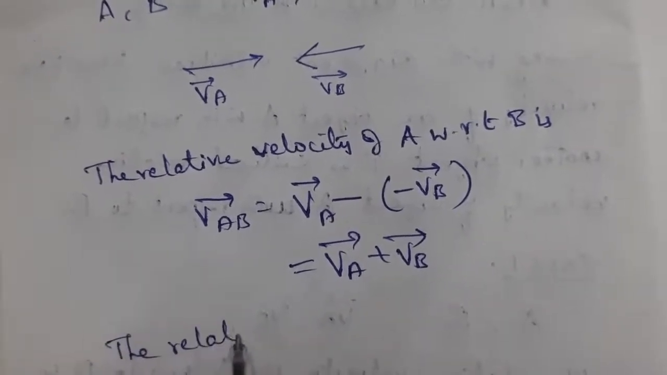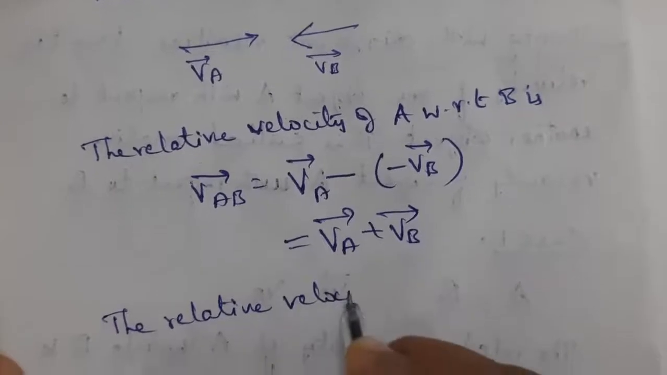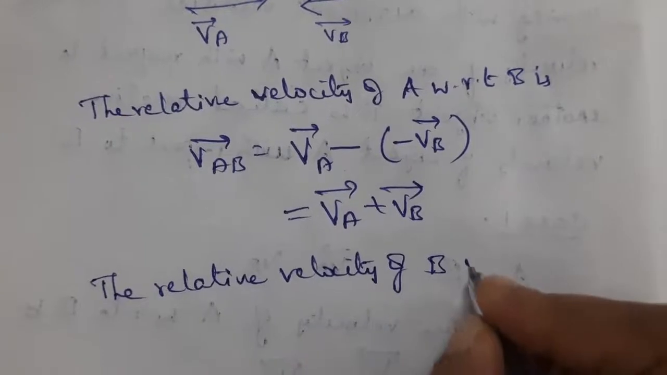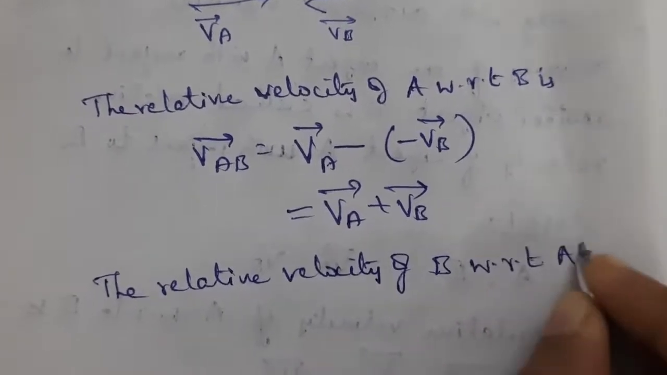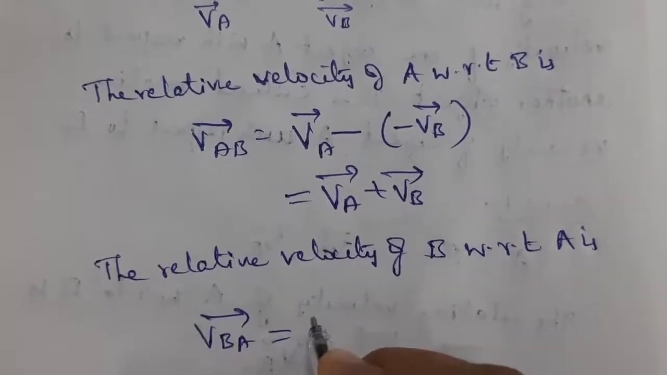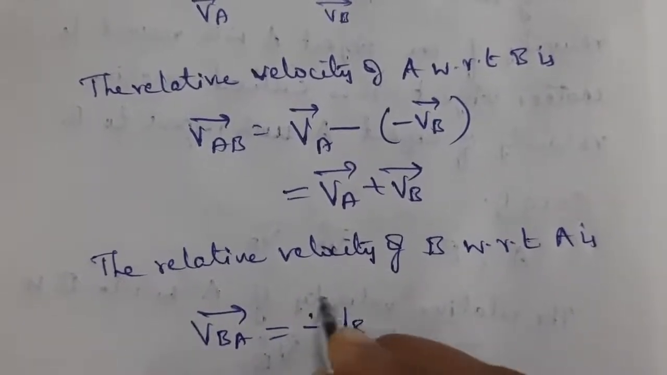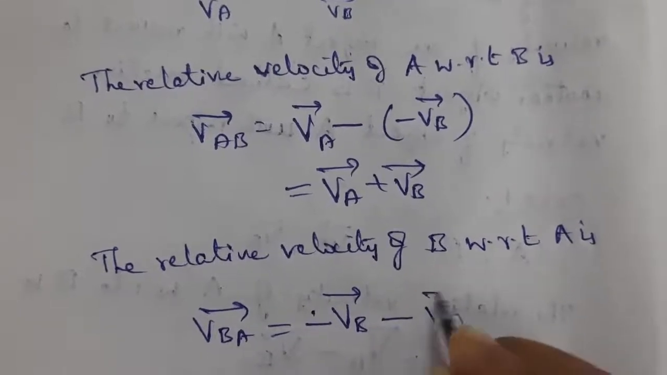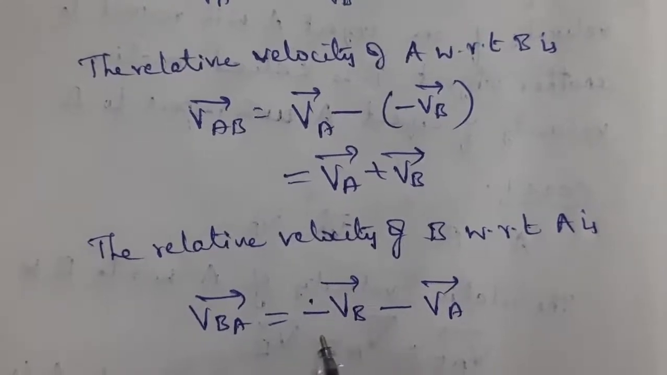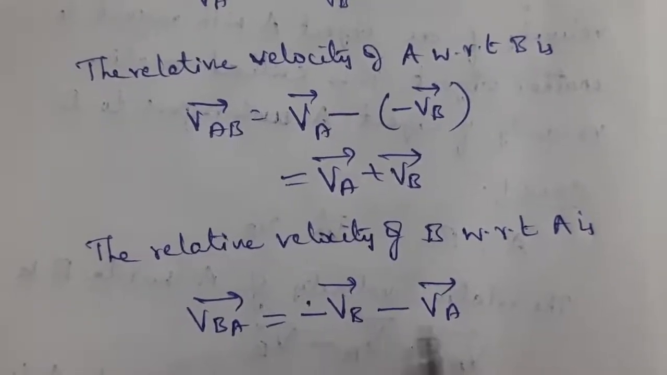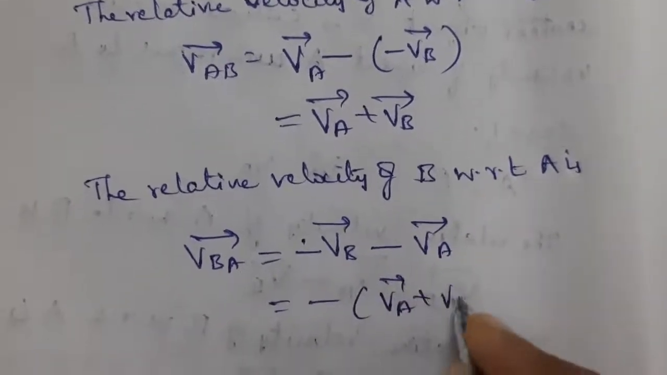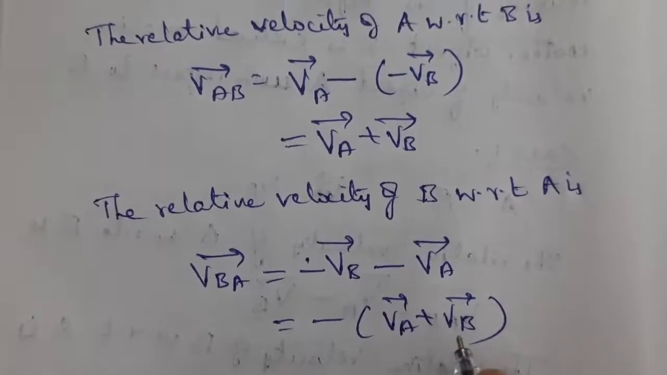Similarly, the relative velocity of B with respect to A, what is that? VBA equal to minus VB minus VA. The velocity of the object B is in the opposite direction, so we should put minus. Minus VB minus VA can be written as minus of VA plus VB.